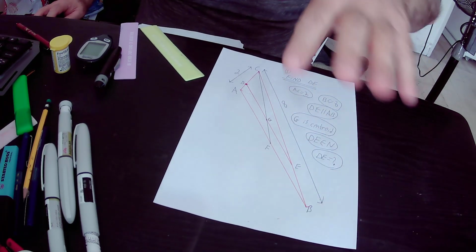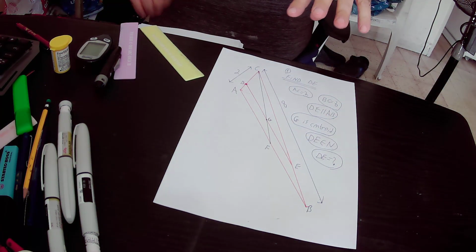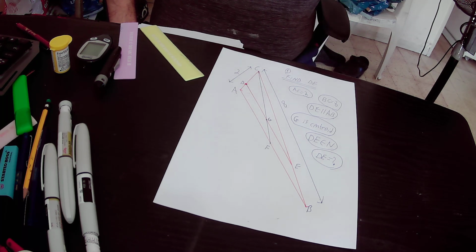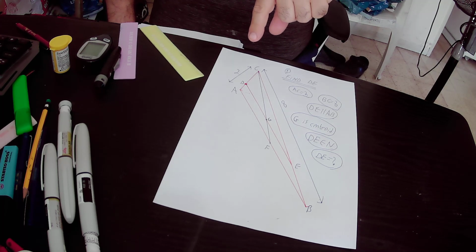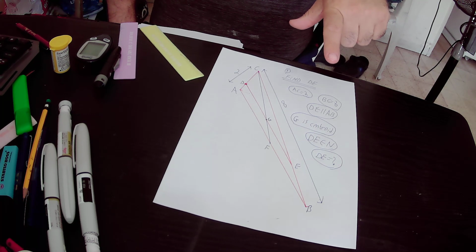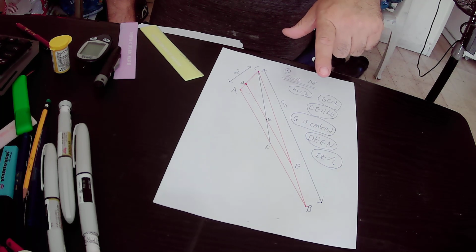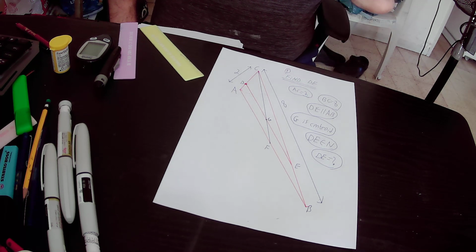Hello, in this lecture we will find the value of DE. In the drawing we have triangle ABC. We know that the size of side AC of the triangle is 2 units. The size of side BC of the triangle is 8 units.